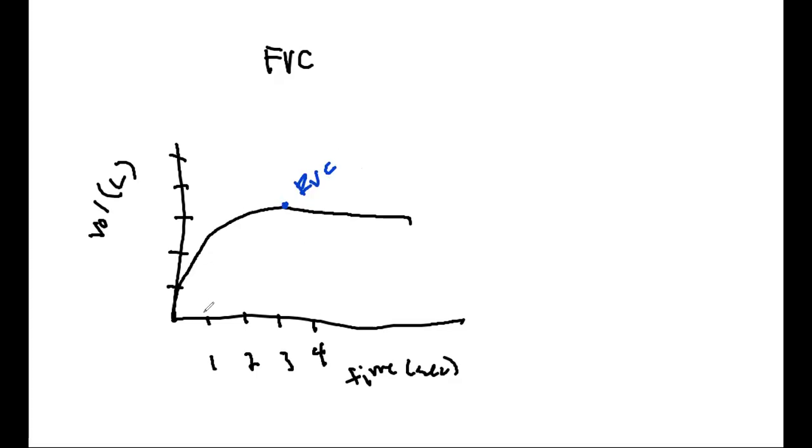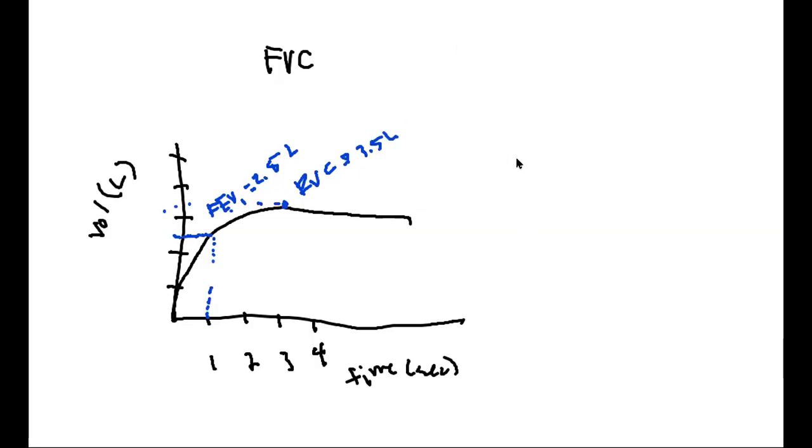And then we want to know how much air you moved out at 1 second. So you would go up to your line you blew, and then you would go over to the volume and you would figure out the number. So this is 1 liter, 2 liters, 2.5 liters. Okay. So my forced expiratory volume 1 is 2.5 liters, right? What is my forced vital capacity? You'd extrapolate over, that looks like that is 3.5 liters.